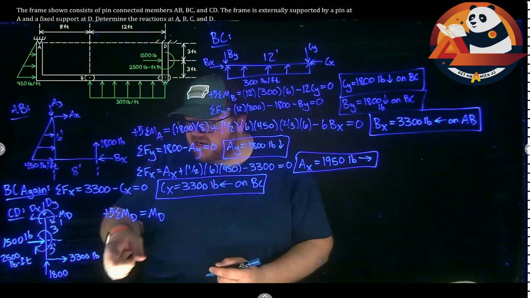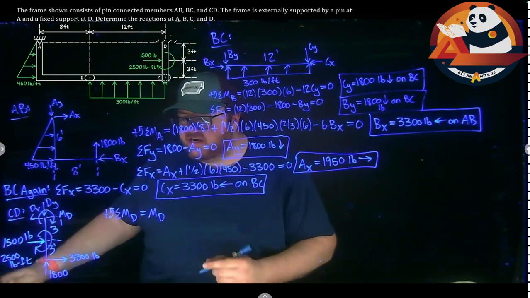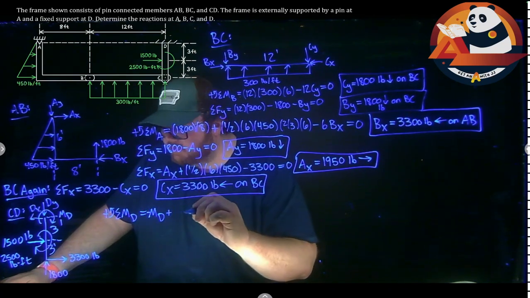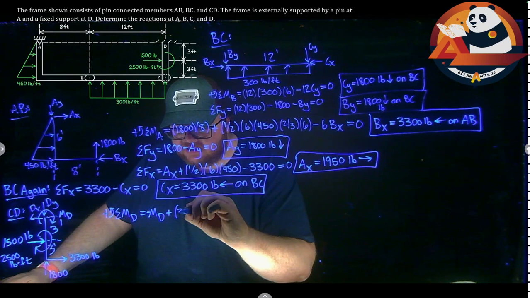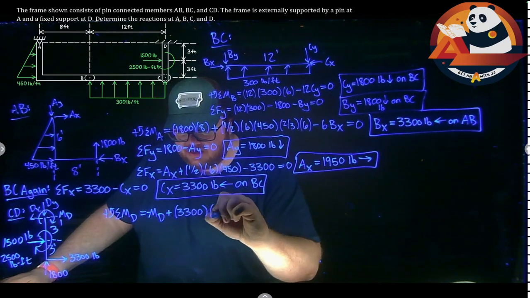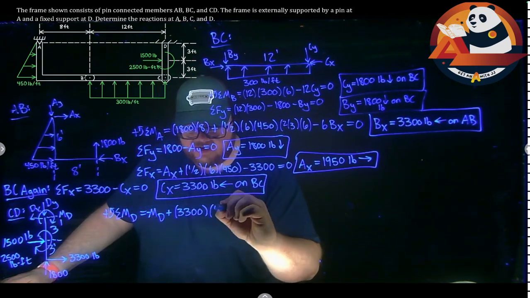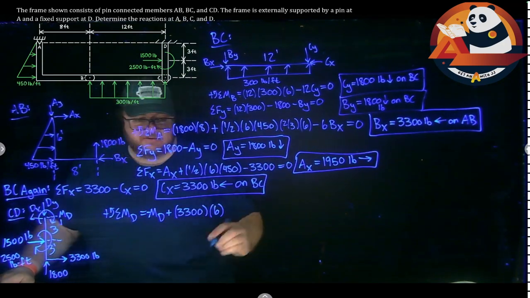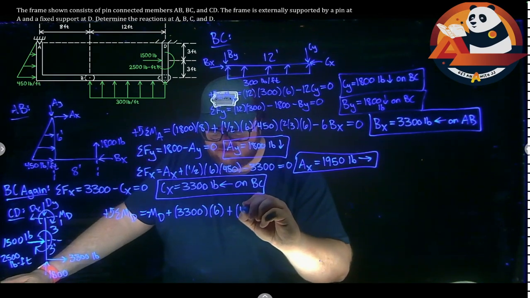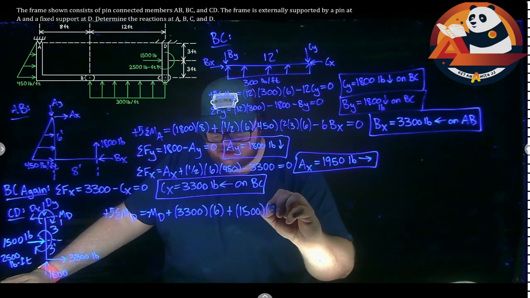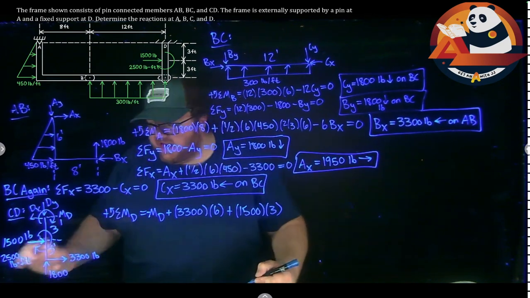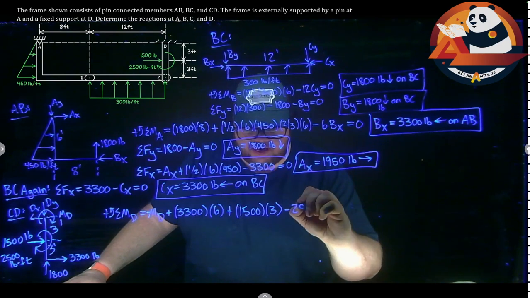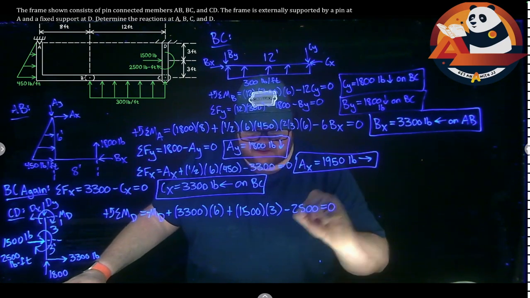Let's look at it. CX causes a counterclockwise rotation. So MD plus, actually I assume this is clockwise, so negative MD, plus force is 3,300 times my distance, 3 plus 3 is 6. My 1,500 will cause a counterclockwise rotation. So plus 1,500 times my distance is 3. And my couple moment is clockwise. So minus 2,500 gets us to 0.